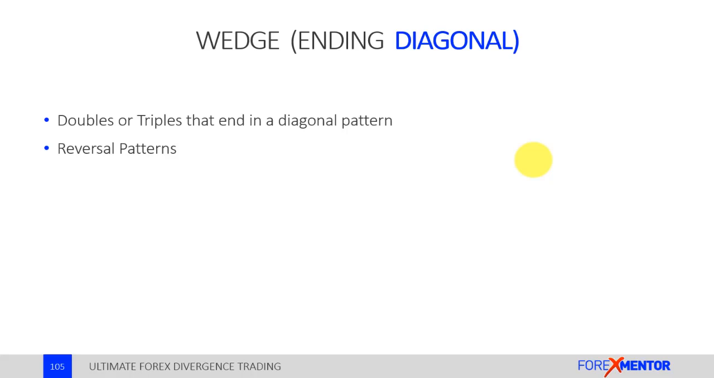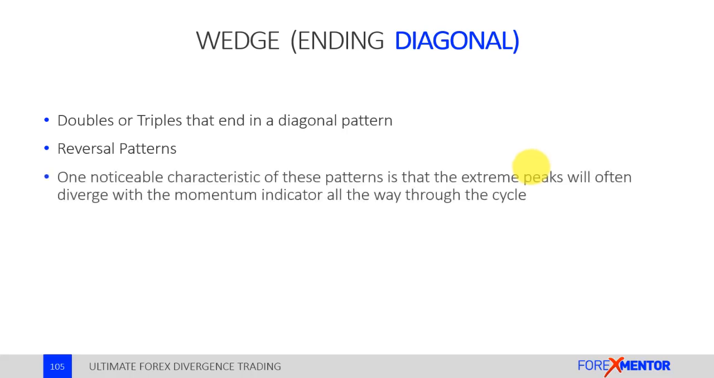Now this is a pretty common pattern in technical analysis circles, so you've probably heard of price wedges before. But it's also very noticeable for divergence traders, especially if you're trying to enter very quickly after you see a divergence develop. This might be one of the patterns that causes those trades to fail. That's because one of the noticeable characteristics of these patterns is that the extreme peaks will often diverge with a momentum indicator all the way through the cycle.